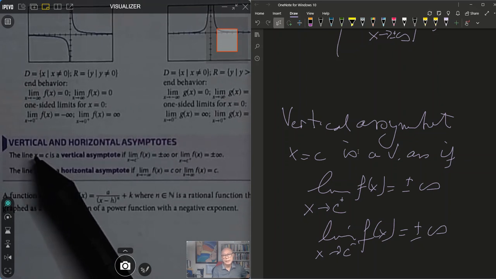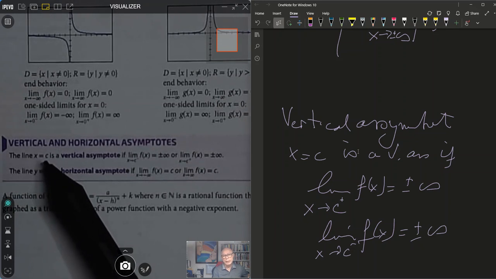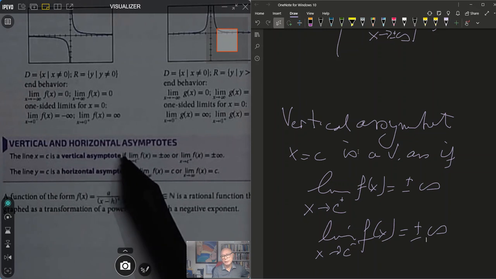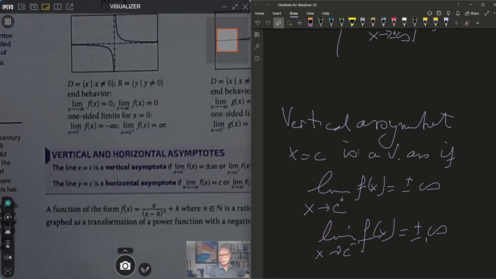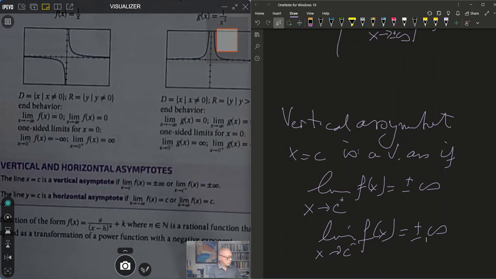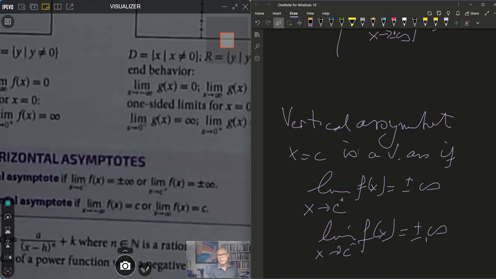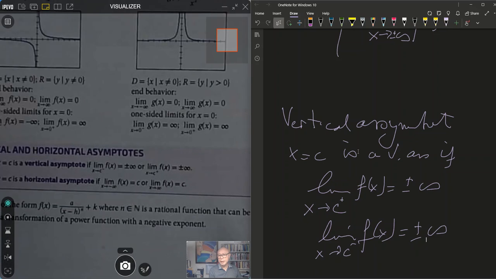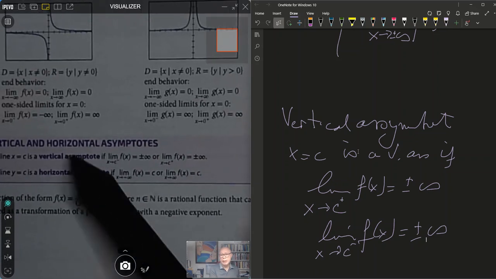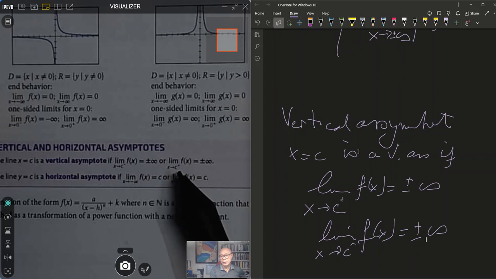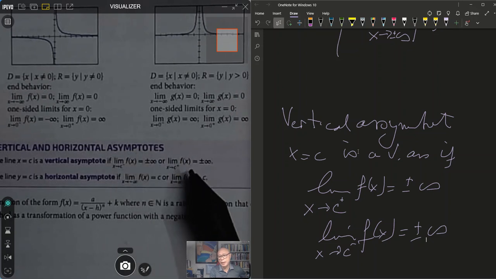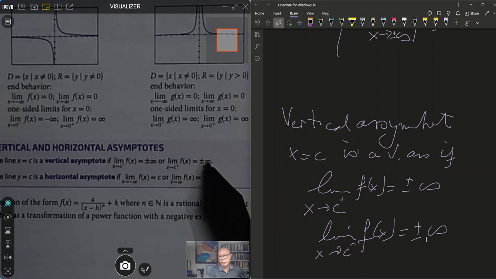So again, an asymptote is a line. The line x equals c is a vertical asymptote if x going to c from the right, the limit would be positive or negative infinity, or the limit of f(x), x going to c from the left, this is from the left, this is from the right, will be negative or positive infinity.